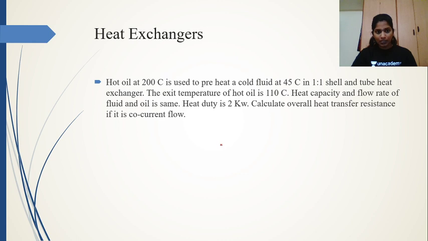So again, another one. Here we have hot oil at 200 degrees centigrade used to preheat a cold fluid at 45 degrees centigrade in a 1:1 shell and tube heat exchanger. The exit temperature of the hot oil is 110 degrees centigrade. Heat capacity and flow rate of fluid and oil is same, and heat duty is 2 kilowatts. We are asked to calculate the overall heat transfer resistance if it is a counter current flow.